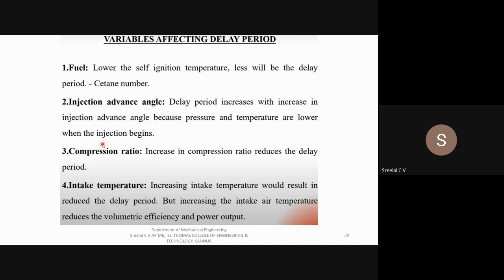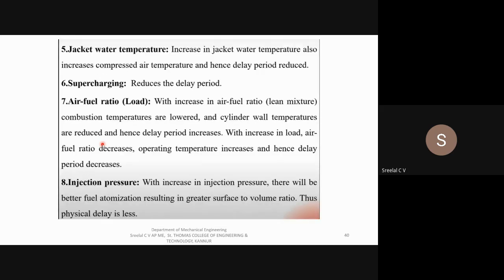Next, we are going to discuss the jacket water temperature. The jacket is for cooling purposes, like a jacket around our cylinder, a small passage where we provide water. An increase in the jacket water temperature also increases the compressed air temperature, and hence the delay period will be reduced.